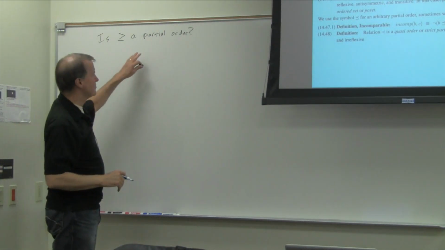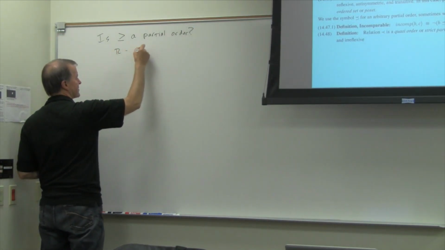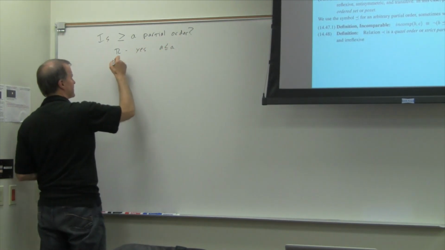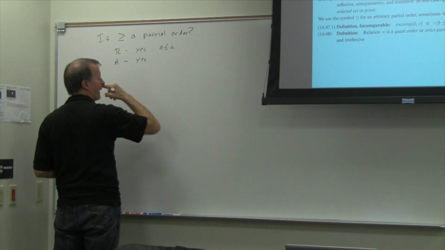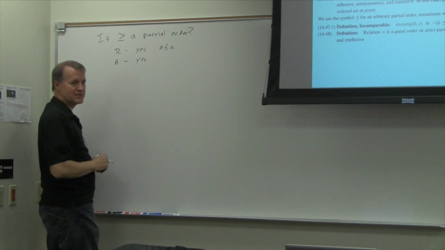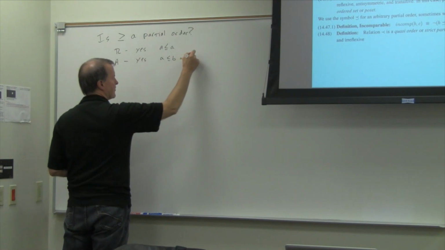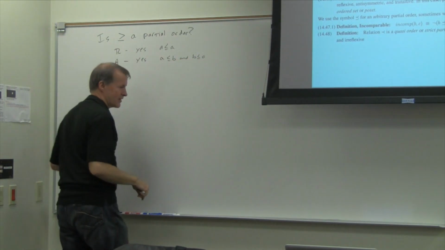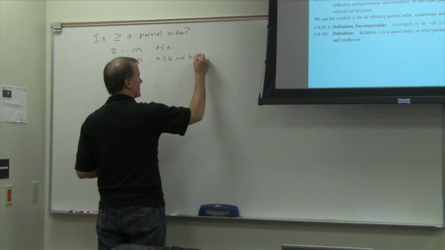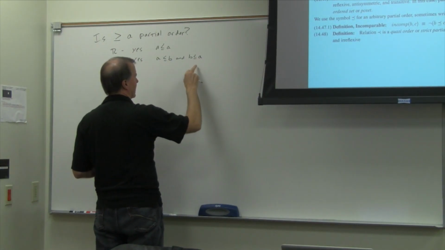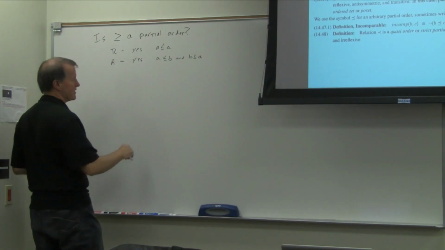Okay, so is greater than or equal to a partial order? Is it reflexive? Yes, because we have A is less than or equal to A. Is it antisymmetric? Yes. Why? Because you'll never have A related to B and B related to A unless they're the same. The only way you can have A less than or equal to B and B less than or equal to A is if they're the same. Has to be the same.